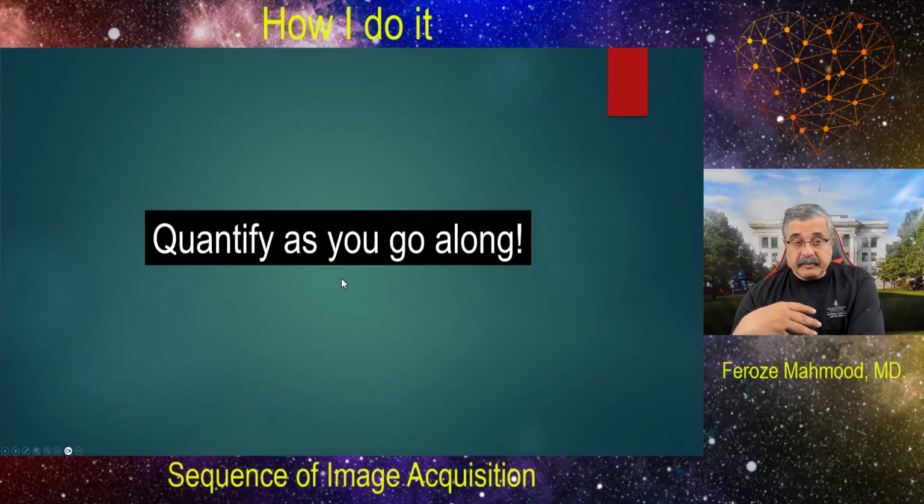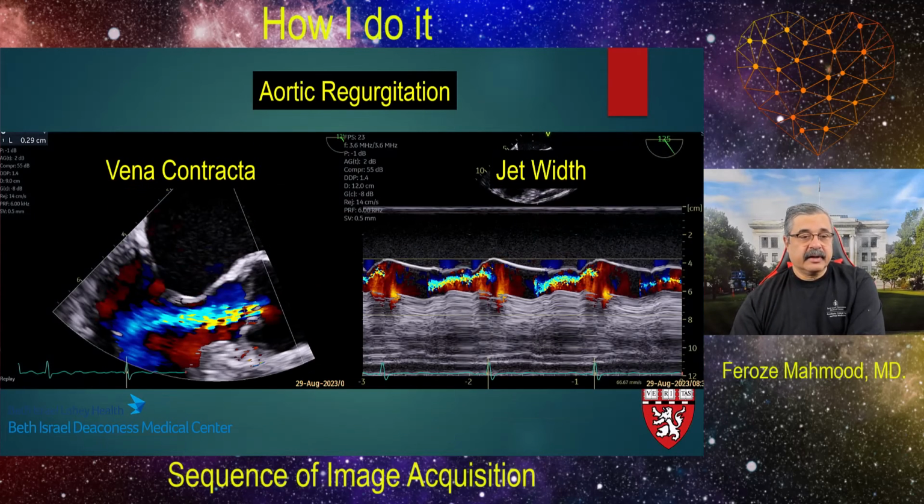Now what I prefer to do is to quantify these things as I go along, because I don't want to come back and waste time on quantification of something that may be answering the question. For example, in the mid-esophageal long axis view, I will measure the vena contracta as well as use color flow and M mode to measure the jet width in relation to the LVOT diameter. So therefore, I'm making my mind up as relates to the severity of mitral and aortic regurgitation in this patient.